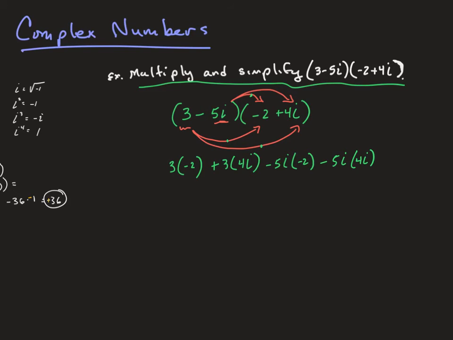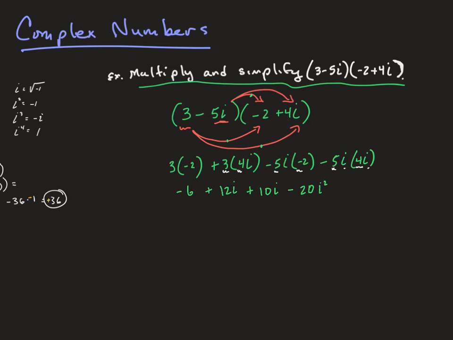Now, when I simplify this, I'm going to end up with negative 6, and I'm going to multiply my real numbers and my imaginary numbers. So here I'm going to have plus 3 times 4 is 12i, minus 5 times negative 2 is going to give me a positive 10i, and then negative 5 times 4 is going to give me a negative 20, and I have i times i, so that is going to be i squared.